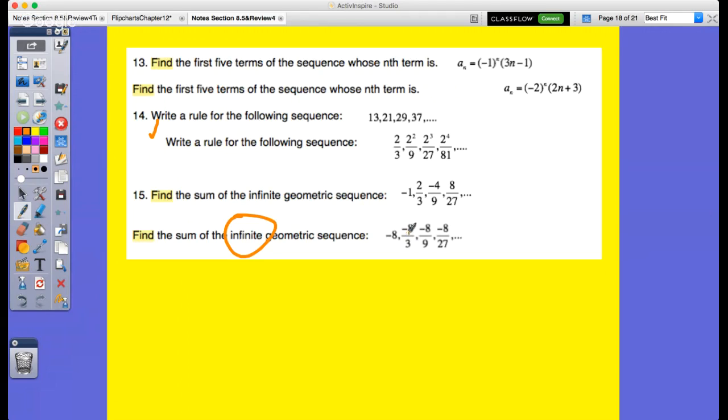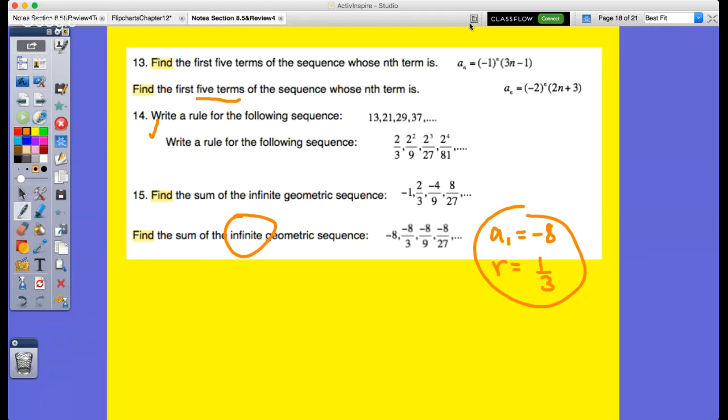Infinite, we've already hit on. Just make sure on this one, infinite geometric, a1 is -8. The r would be, the top doesn't change. We just multiply top by 1, bottom by 3, right? So 1/3. And so just know how to plug that in the formula.